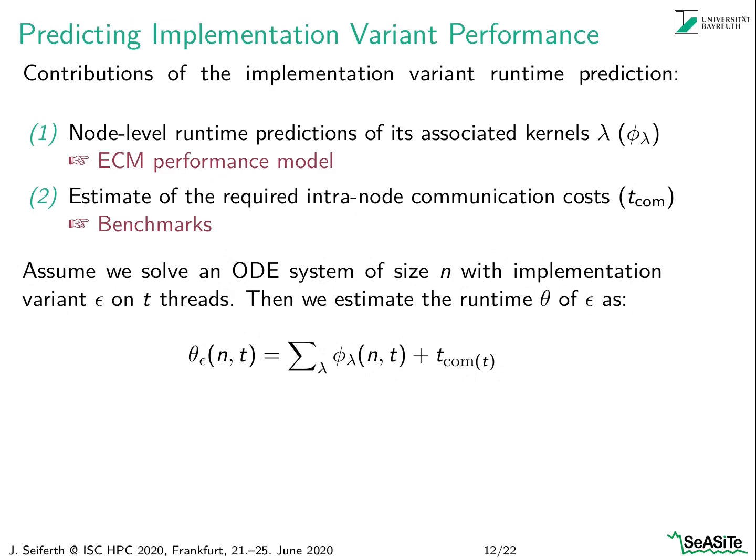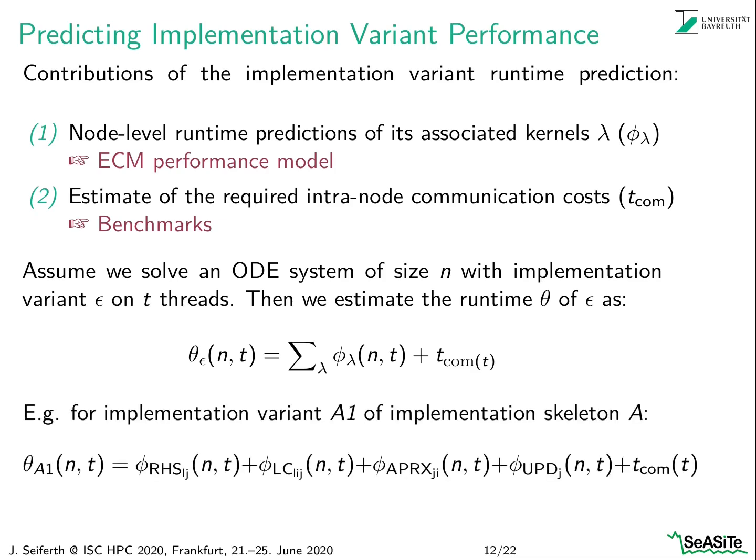Assuming we solve an ODE system of size n with an implementation variant epsilon using tau threads, we can then estimate the runtime theta of epsilon as theta epsilon equals the sum of all kernel predictions phi plus the communication costs. For example, for a variant A1 of skeleton A that uses kernels RHS_ij, LC_ij, approx_ji, and update_j, we would get the here shown prediction theta.